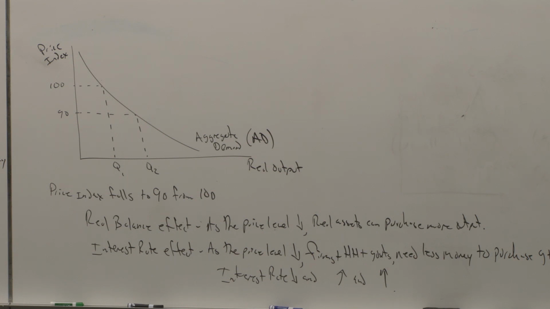Price level falls, people need less money to make the same purchases. We take some of those additional purchases, put them into the loanable funds market. Supply of loanable funds increases, interest rates fall. If interest rates are falling, what's happening to other things?